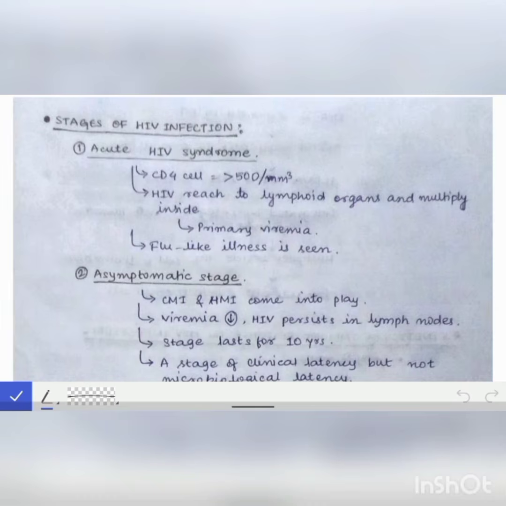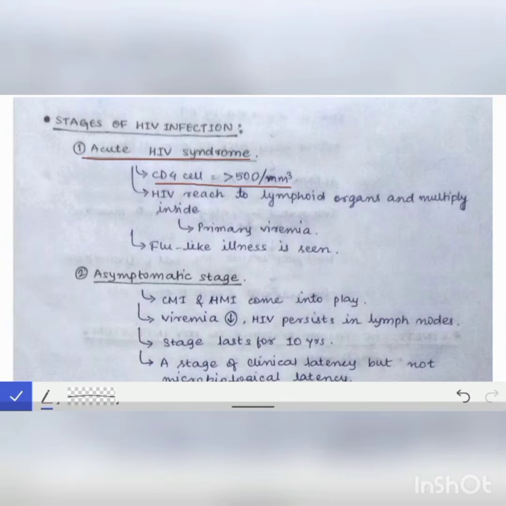So the first stage is the acute HIV syndrome. Acute HIV syndrome is the first stage that appears after the infection for the first time. In that case, the CD4 cell count is more than 500 per mm cubed. That is normal. The CD4 count remains normal in the first stage, that is acute HIV syndrome, in which there is just the viremia and P24 antigenemia. That occurs in case of acute HIV syndrome.